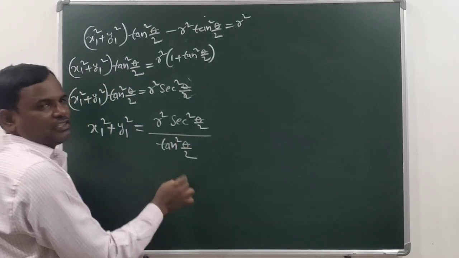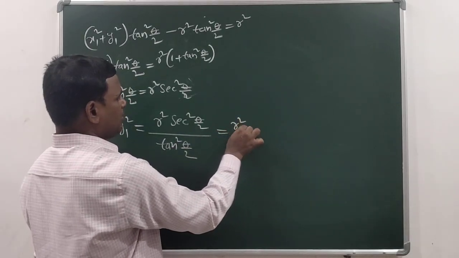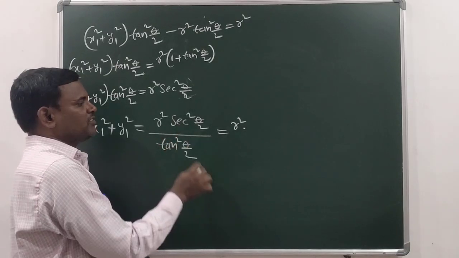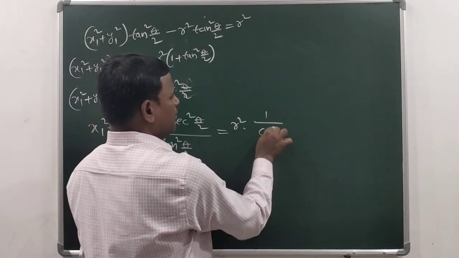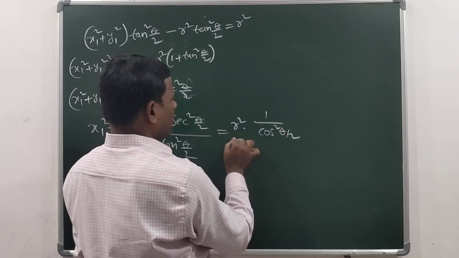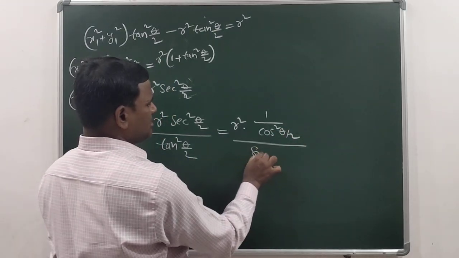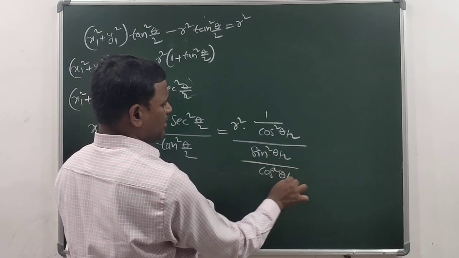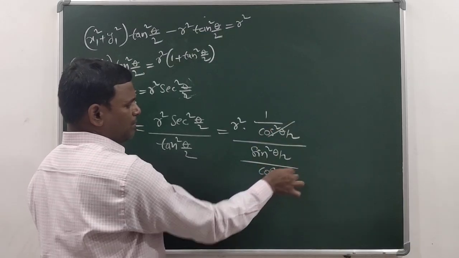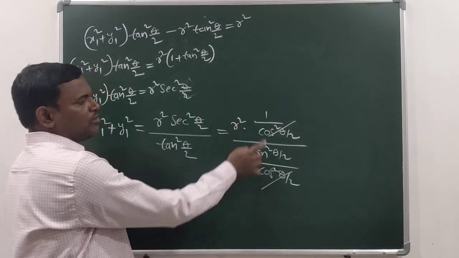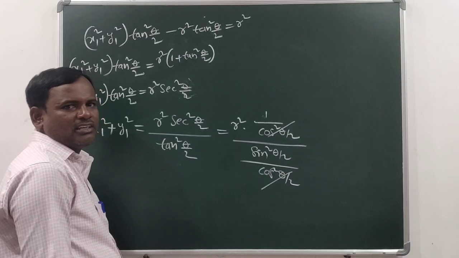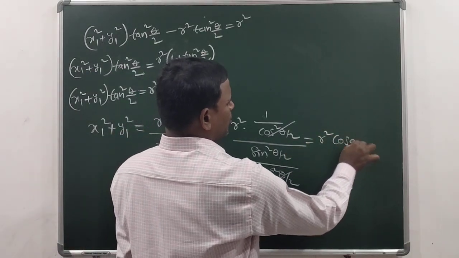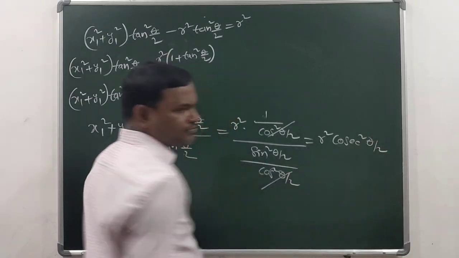See, now simplify this. On simplifying this, what do we get? So here secant square theta by 2 can be written as 1 by cos square theta by 2, whole by sin square theta by 2 whole by cos square theta by 2. So both will be cancelled. Now what is left here? 1 by sin square theta by 2. So this can be written as r square into cosec square theta by 2.